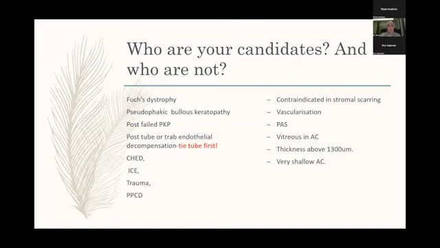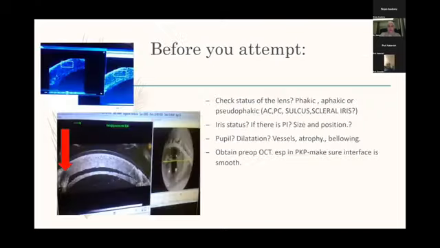It is contraindicated in stromal scarring, if there's vascularization also, if there's peripheral anterior synechiae, if there's vitreous in the AC, if you have a corneal thickness that's above 1,300 micrometers, because the thinning after the surgery is unlikely to go back to normal, and if we have a very shallow AC because of technical difficulty during surgery.